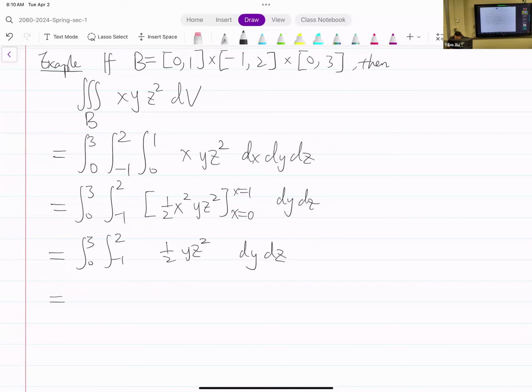So add 1 and divide, so it's going to be 1/4 y squared z squared. That's the antiderivative in terms of y. Y goes from -1 to 2. And then we integrate in terms of z.